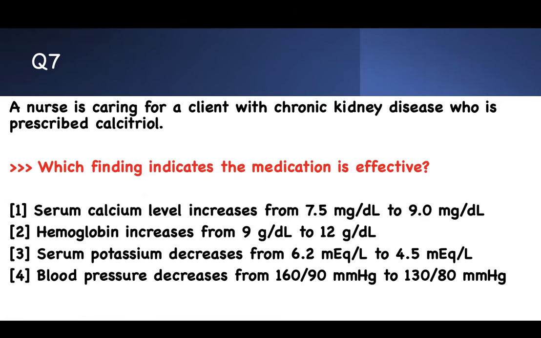NCLEX pharmacology questions, practice tests using test-taking strategy, critical thinking, and expert answers to answer this question. I see Calcitriol. I have no idea, but it looks like calcium. That means this medication has something to do with calcium. I see hemoglobin go up. Okay. I see potassium decrease. Okay. I see blood pressure decrease a little bit. Hey, the thing is going to increase your calcium. Therefore, it said effective. I'm picking number 1.